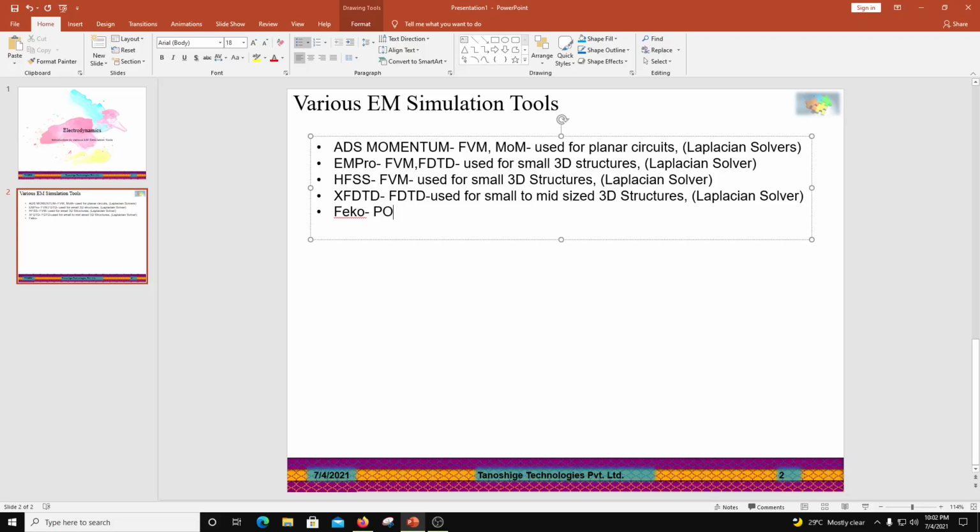asymptotic techniques: PO, GO, PTD, GTD, UTD, right? Then it has got the multi-level fast multipole method of moments. Then it has a classical MoM also, and then it has got an FVM. So these all are available in case of Feko.